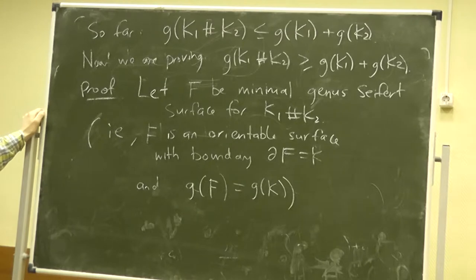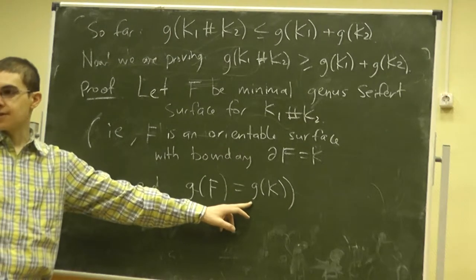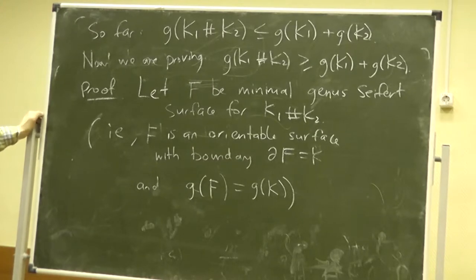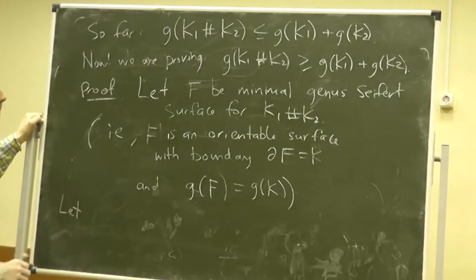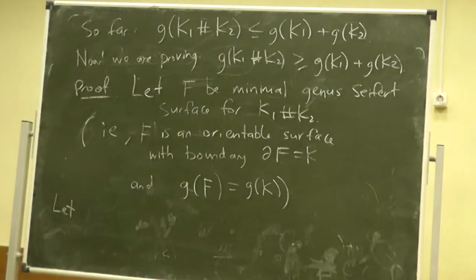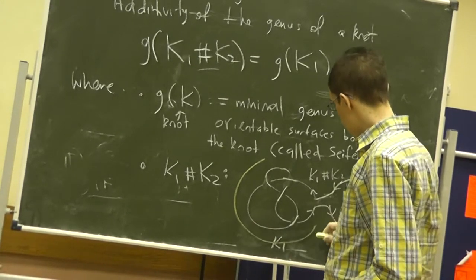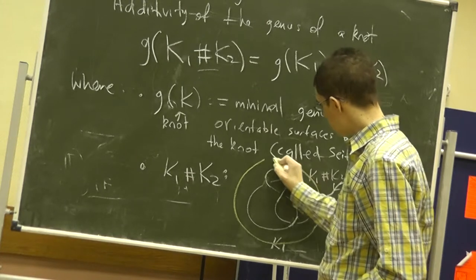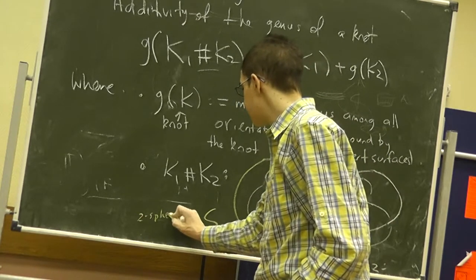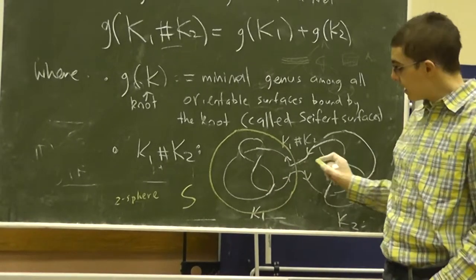When I say that F is a minimal genus Seifert surface for the knot, I mean it's a Seifert surface whose genus is the genus of the knot. So we can't find a Seifert surface for the connect sum of smaller genus. Now, when we define the connect sum, by definition there is a two-sphere, let's call it S. When we form a connect sum, there's always a two-sphere which intersects the knot in two points.